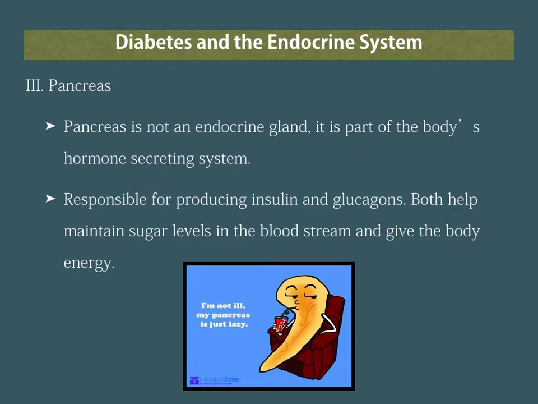And finally, the pancreas. It's actually not an endocrine gland, but it is part of the body's hormone secreting system. It's responsible for producing insulin, and they both help maintain sugar levels in the bloodstream and give the body energy.